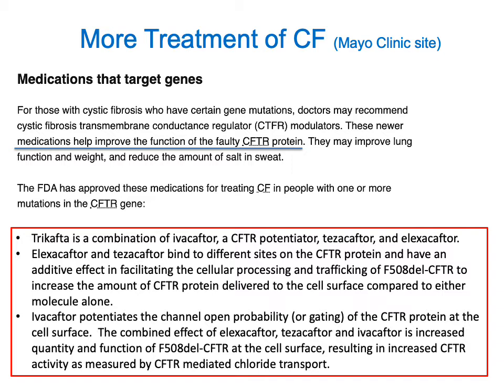And then the third of those three drugs potentiates the channel open probability. Remember, CFTR encodes an ion channel, a chloride ion channel. So this is a drug that can help the gating of that ion channel. And in combination, those three drugs can result in an increased quantity of those ion channels getting to the cell surface and also increase their function. In total, this results in increased CFTR activity.